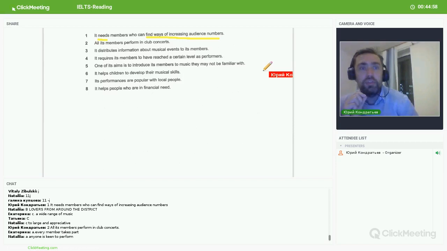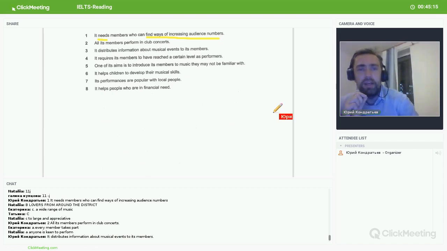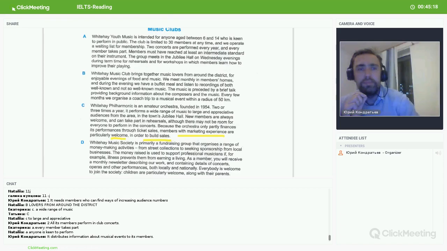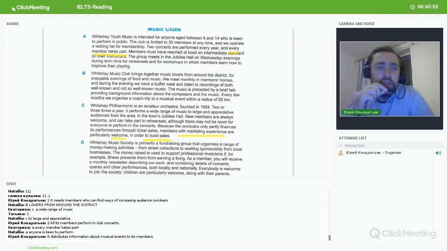Let's look at the next question. So it says, it distributes information about musical events to its members. So you need distribute information, and possibly musical event can be something like a performance or a concert. It can be paraphrased like this. Please try to find it in the text. So here the answer was every member takes part. This is for number 2. And now for number 3, we need it distributes information about musical events to its members.